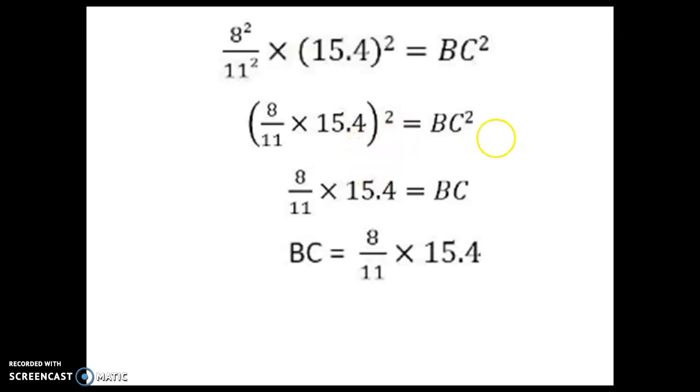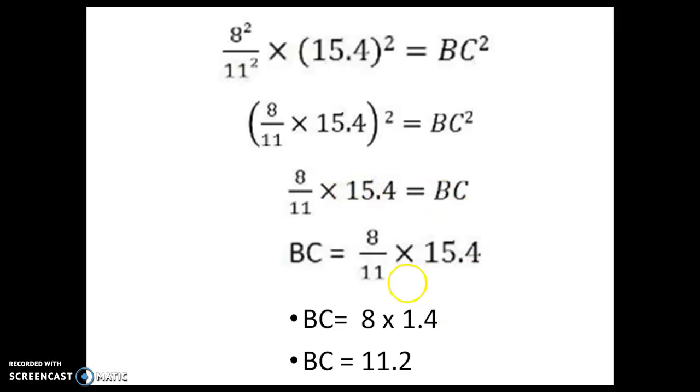So 15.4 divided by 11, if you divide by 11, you get 1.4. So 8 into 1.4 is equal to 11.2. So BC is 11.2 centimeter. I forgot the centimeter here. You should write BC equal to 11.2 centimeter because centimeter is given in the question.